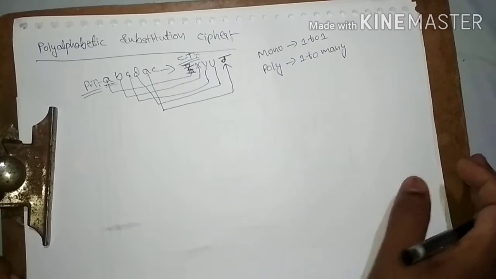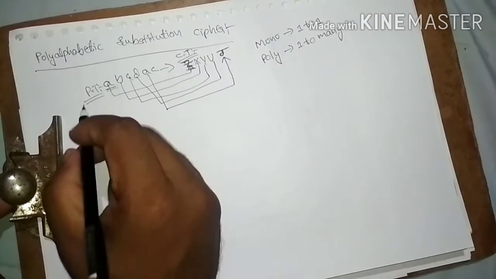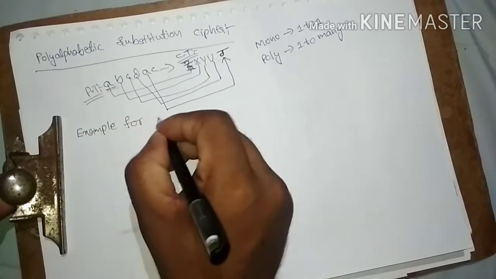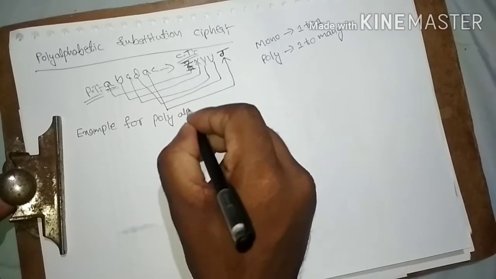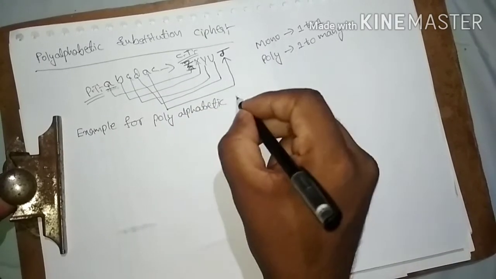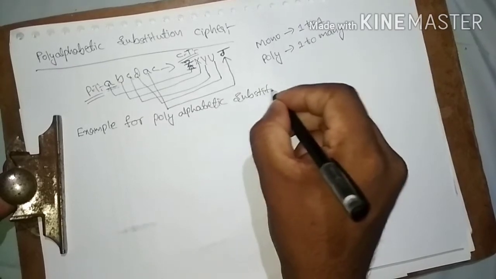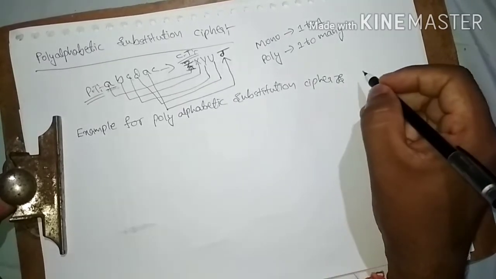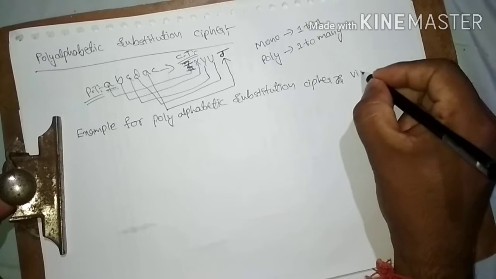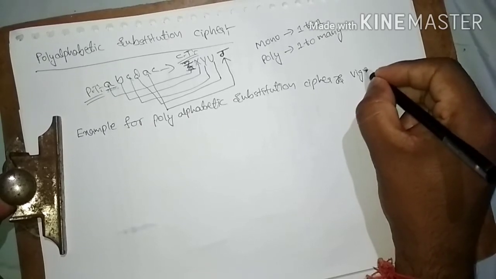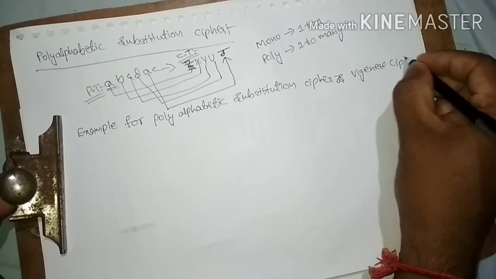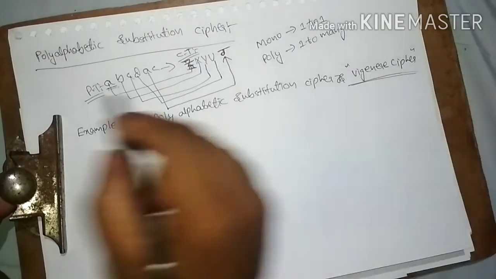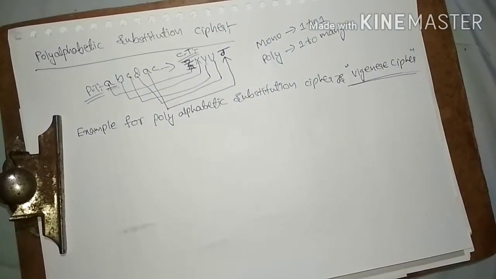Here in polyalphabetic substitution cipher, the best example for polyalphabetic substitution cipher is the Vigenere cipher. This is the best example for the polyalphabetic substitution cipher.